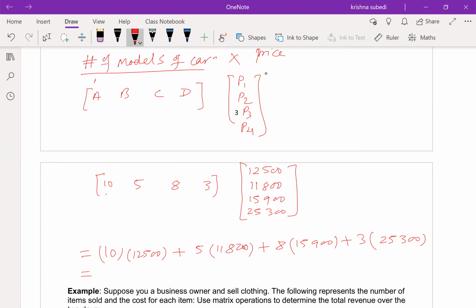Krishna, why do we write this one in a row and the other one in a column? Okay, because we are trying to learn the matrix multiplication, and we will discuss that in a minute. Okay, so what do you get if you add all of them? Let me see. Some of you have already calculated there. So 387,200.